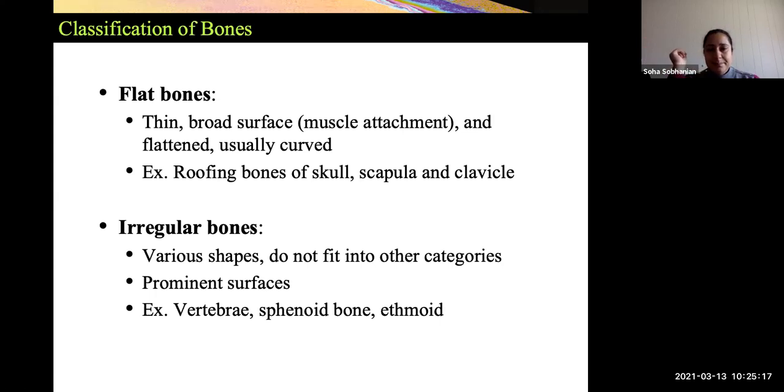And there was another one I needed to mention to you. My brain stopped working. Pelvic bone, sorry. The pelvic bone, or your os coxa, is another one that is not listed here, which is also identified as an irregular bone. So these are your examples for each of the four classifications of bone based on their shape.